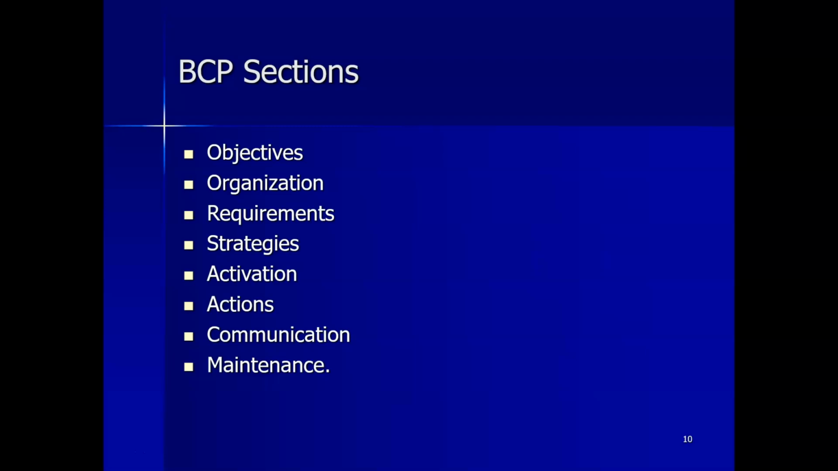And the following major sections are typically included in the business continuity plan. First, you have your objectives, then your organization, requirements, strategies, activation, actions, communication, and maintenance.